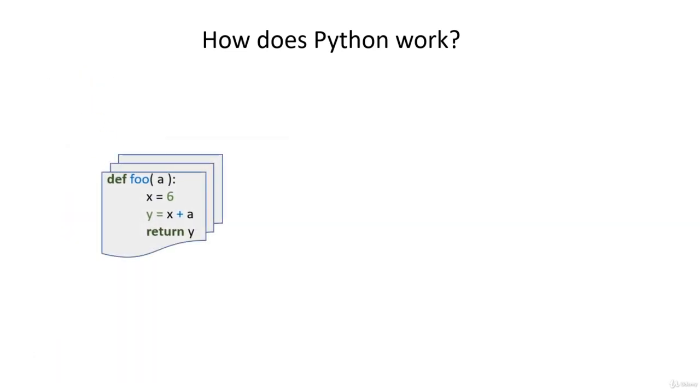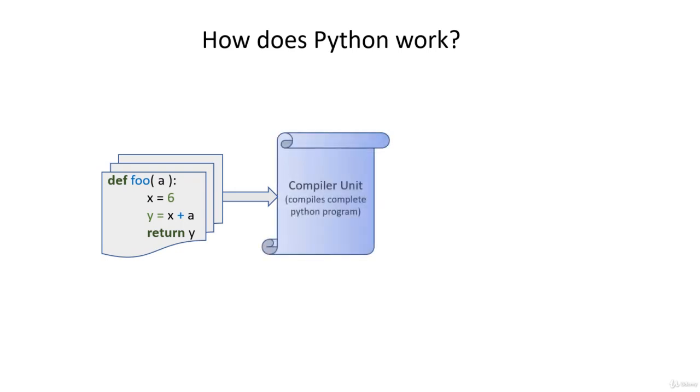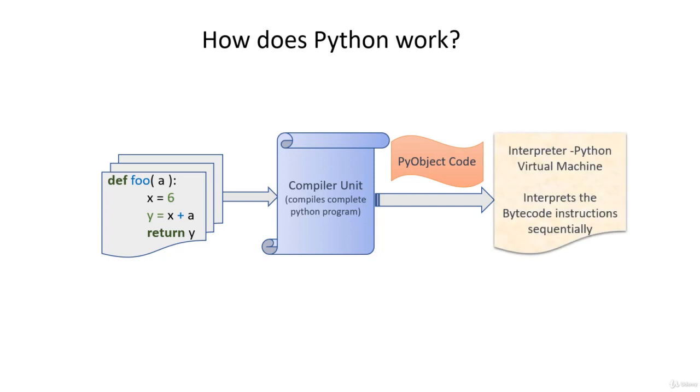Once the entire Python program enters the compiler unit and generates PyObject code, this bytecode or PyObject code will now be fed into a new unit called the interpreter. This interpreter is also termed the Python virtual machine. What does it do? It simply interprets the generated bytecode sequentially. Let's now try to understand in detail how this interpreter works.